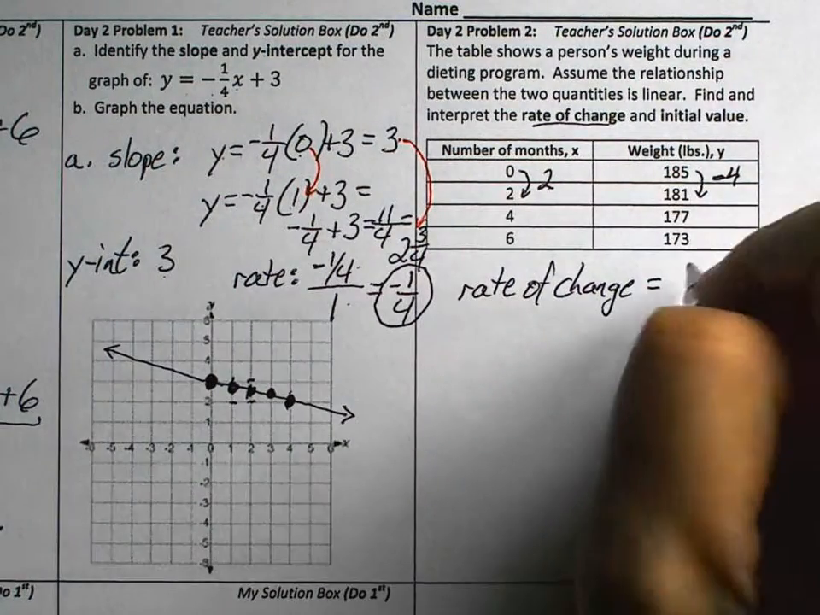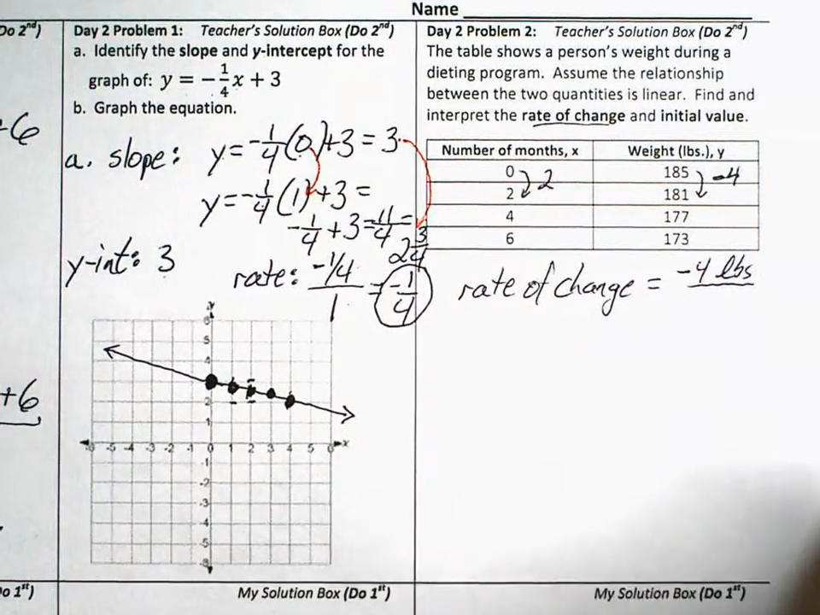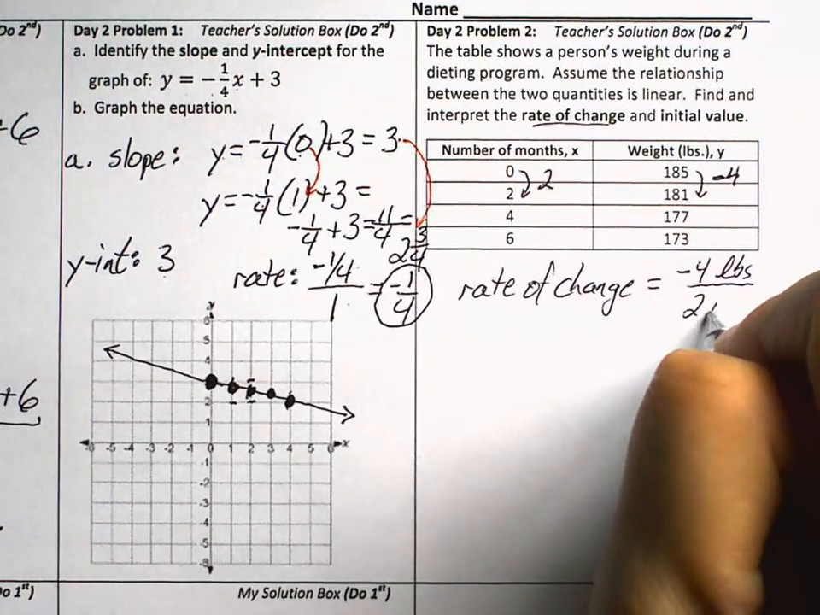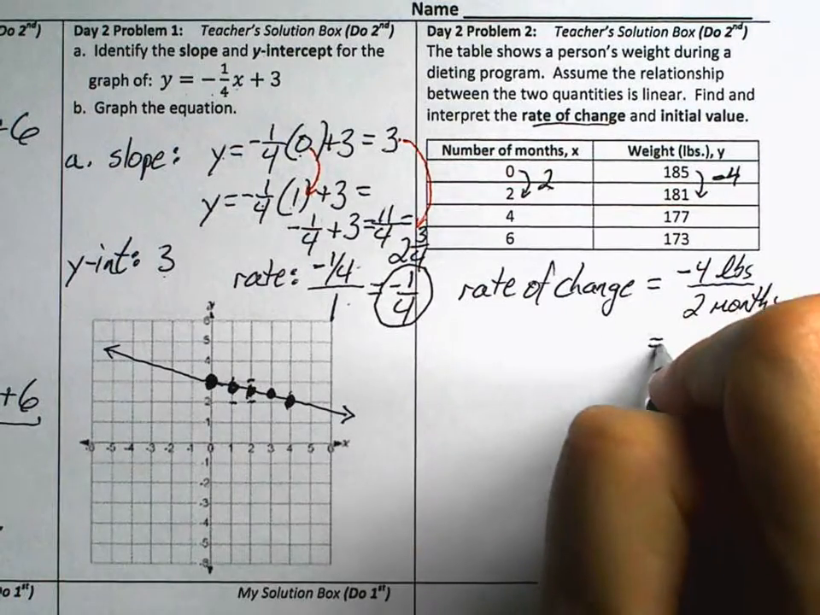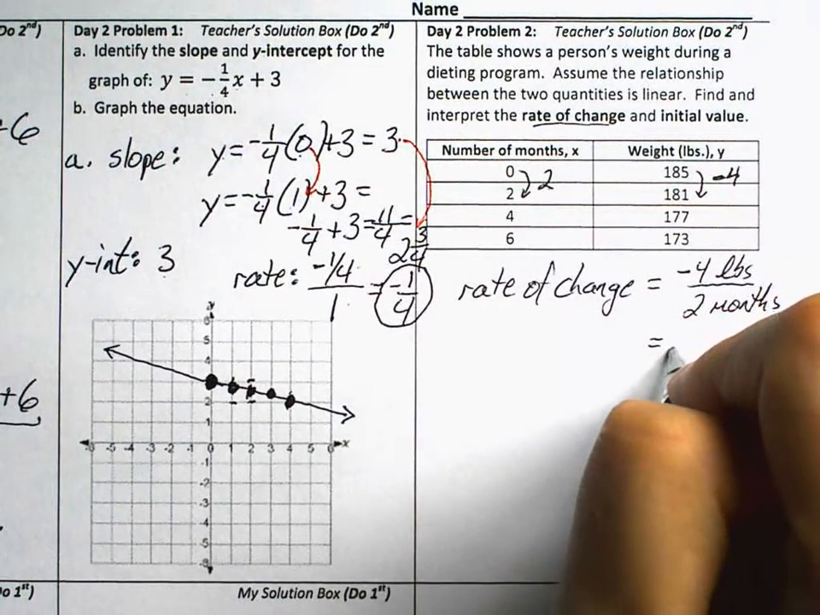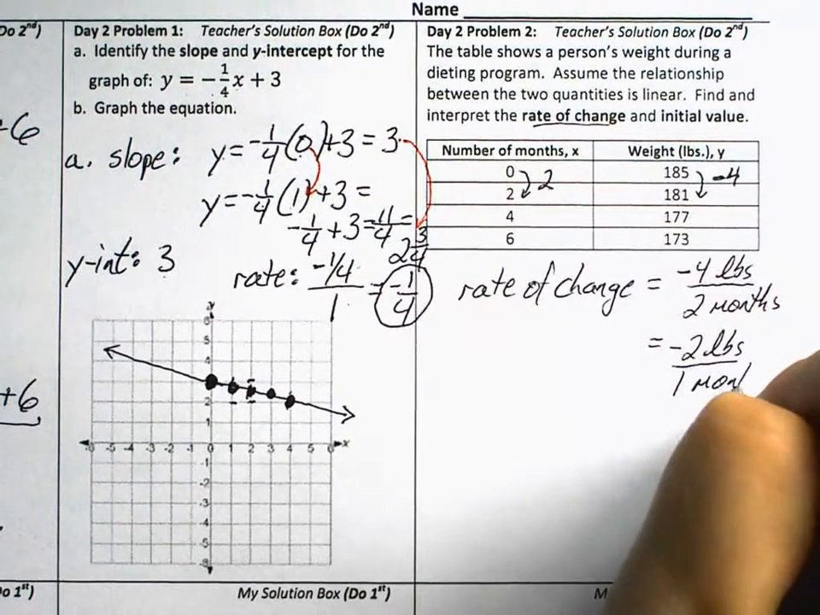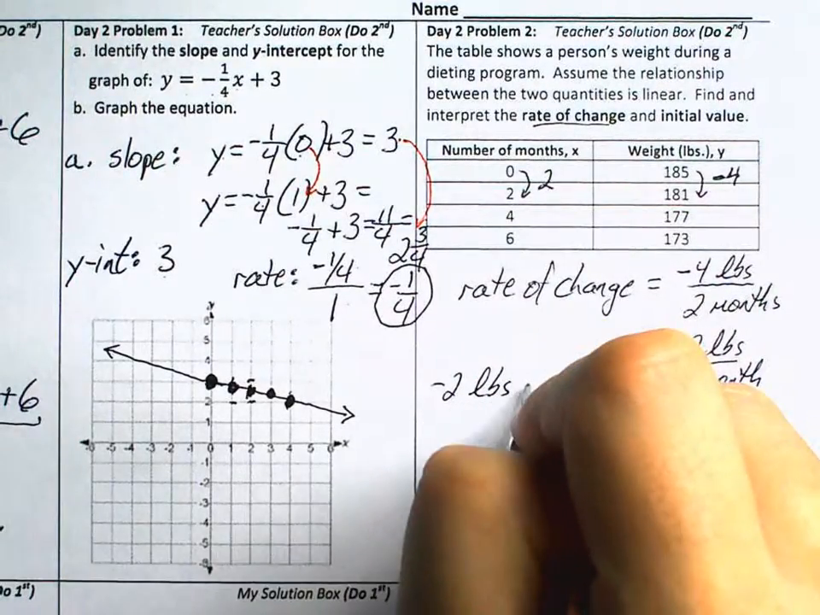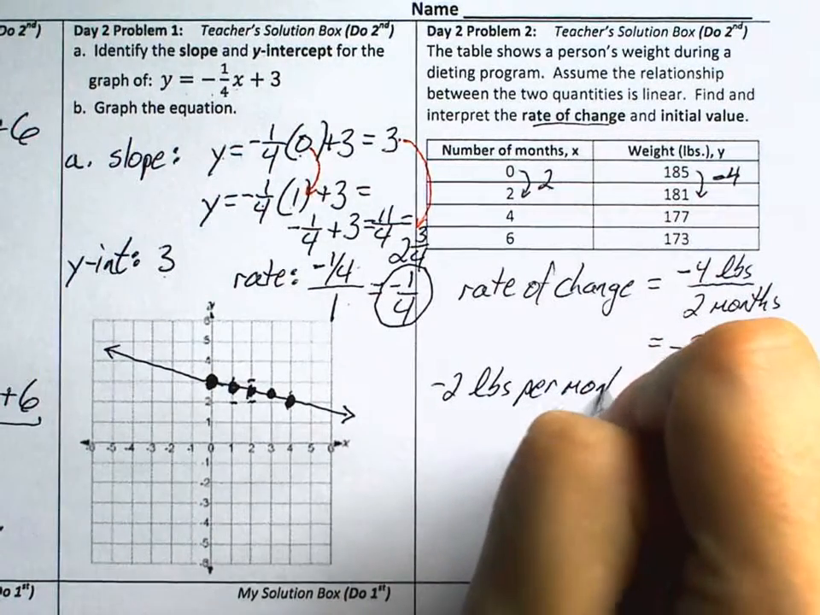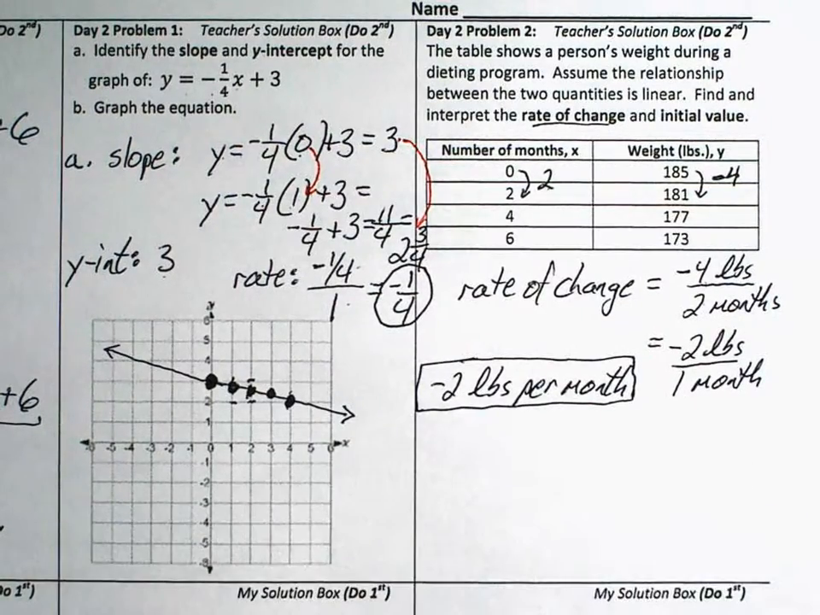see, the y value has changed by negative 4 pounds when the x value changed by 2 months. And this simplifies. Negative 4 divided by 2 is just negative 2 pounds in 1 month. And another way to write that is negative 2 pounds per month. That is the rate of change. How quickly the person is losing weight because they're on the dieting program.